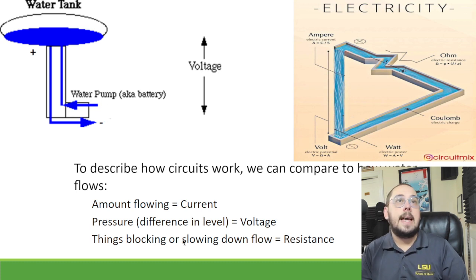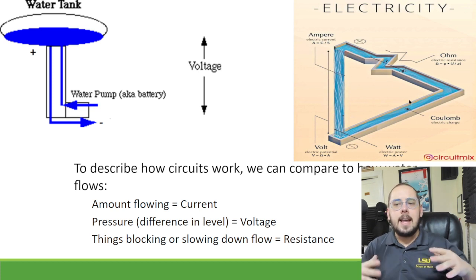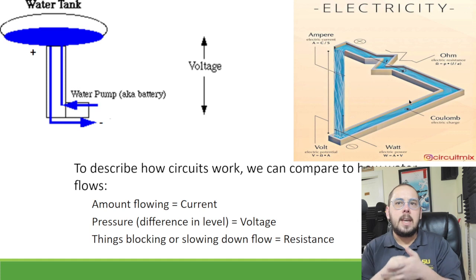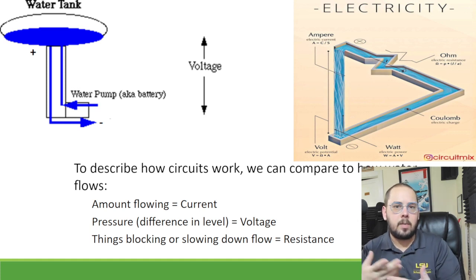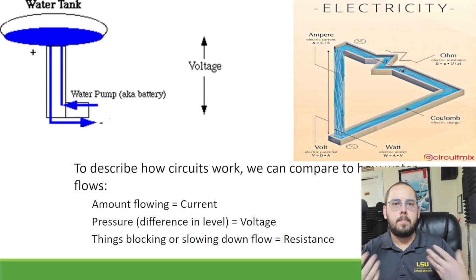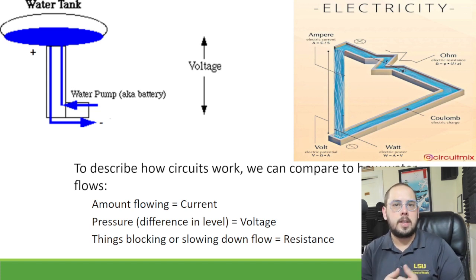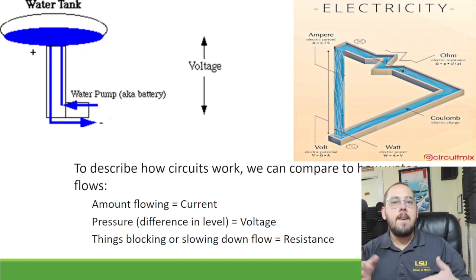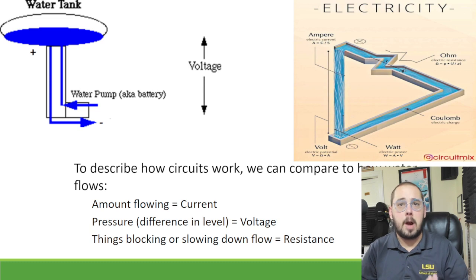And then lastly, maybe the thickness of the pipes or rocks in the river or bends, anything that impedes that flow is the resistance, and we're going to need some resistance. Otherwise, the electricity is just going to shoot through everything super fast, super strong, and it could potentially damage various components. So when we build these circuits, we have to factor in certain amounts of resistance in order for things to work properly.